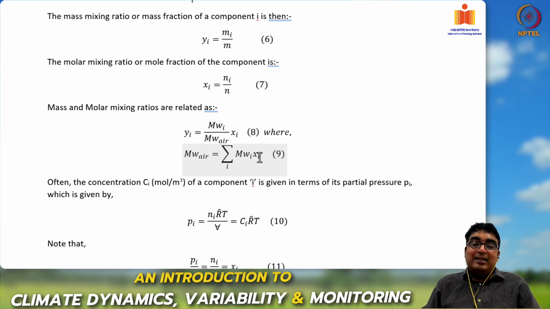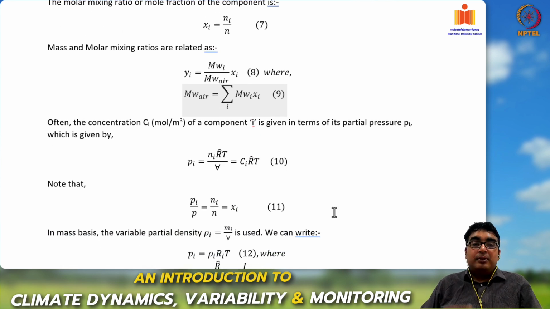In the next class, we will do a few worked out examples that will help us clarify these quantities a little bit more. But here you can see we have defined the mass fraction or mass mixing ratio, and the mole fraction or molar mixing ratio. We have defined the relationship between mass fraction and mole fraction, as well as the molecular weight of a mixture, given that we know the molecular weight and mole fraction of the individual components.